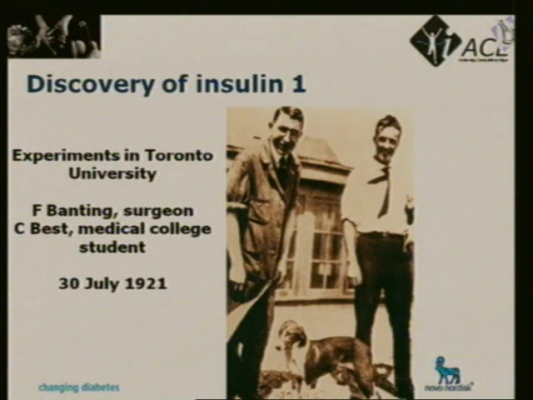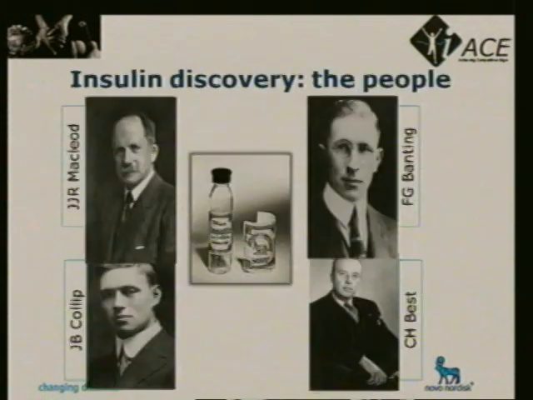This slide shows a photograph of Frederick Banting and Charles Best. They were the two gentlemen who discovered insulin in 1921 following experiments at the University of Toronto, and they announced this discovery to the world on 30th July 1921. And in the center of this photograph, you see the dog in which the experiments were carried out.